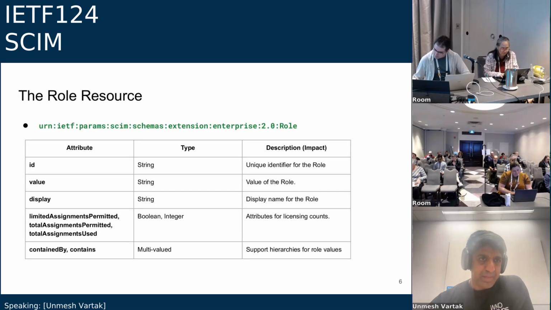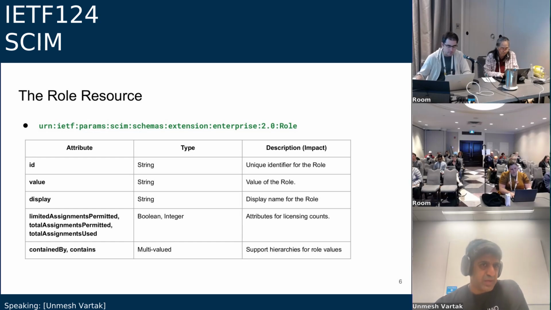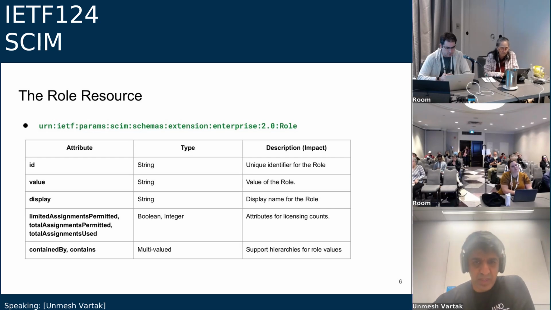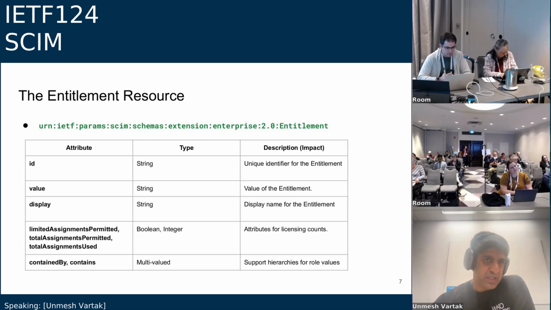So here's a brief look at the role resource schema. It includes just the default fields, including the ID as the optional attribute. And it also contains, optionally, you can include licensing counts, or you can include your role hierarchies if they exist. Those are, again, all optional attributes. And similarly, the entitlement resource schema also looks very similar. As I said earlier, please review the drafts. That's going to be very useful.